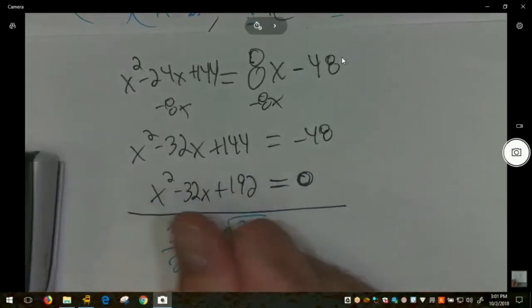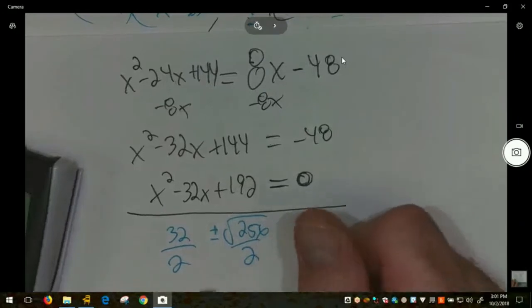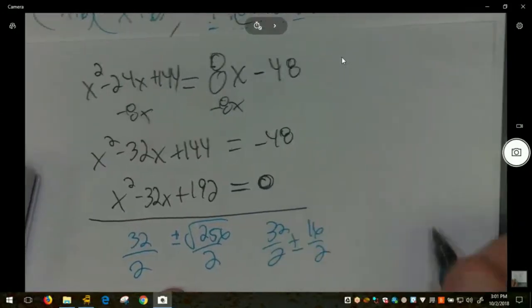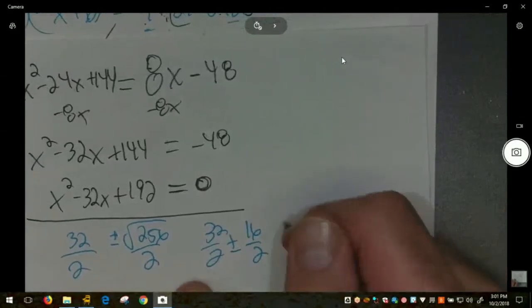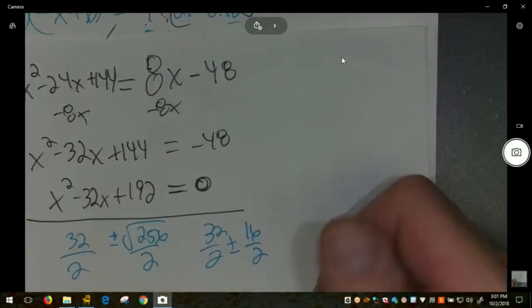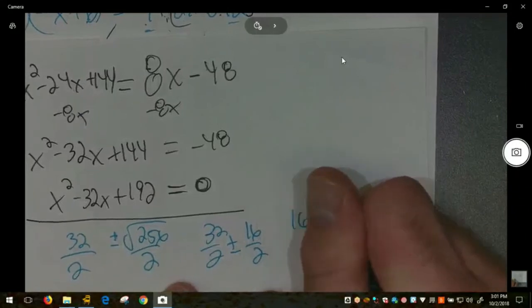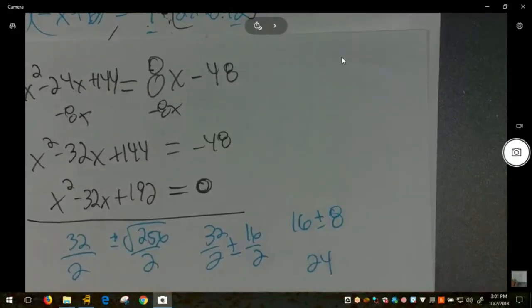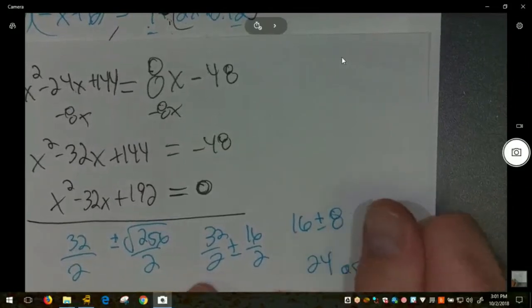I've got 32, this is over 2a, so that's 16. It's 32 over 2 plus or minus 16 over 2. That's going to be 16 plus or minus 8. 16 plus 8 is 24. 16 minus 8 is 8.